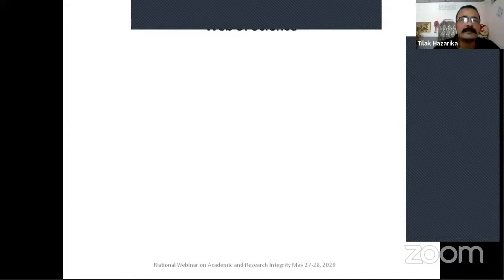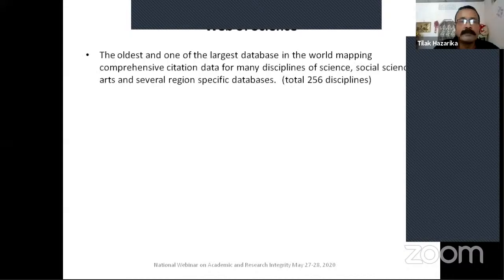Web of Science is one of the oldest and largest databases in the world, mapping comprehensive citation data for many disciplines of science, social science, and several region-specific databases. It is one of the largest and most robust databases, acclaimed all over the world for science, social science, and certain relevant disciplines. Region-specific databases means recently they have included the Korean Science Citation Index and Russian Science Citation Index. The Korean and Russian Science Citation Indexes are region-specific. Others have world coverage of science, social science, and humanities also.